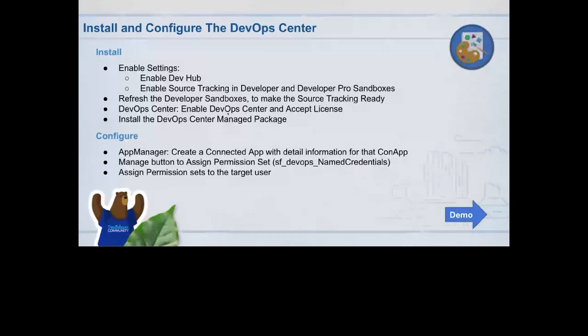So let's go to one of our orgs. This is actually my developer org. This is fresh and new. So we'll install DevOps Center. First of all, we need to enable the Dev Hub. From the setup, we can search for Dev. Then we'll have Dev Hub, and first of all, we need to enable the Dev Hub. Let's enable it.